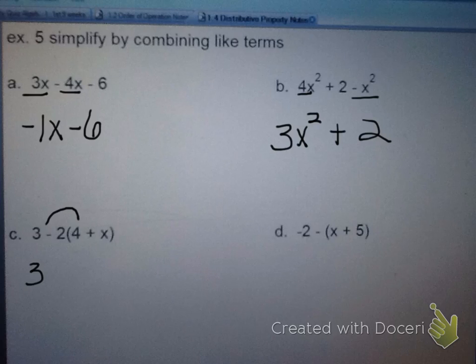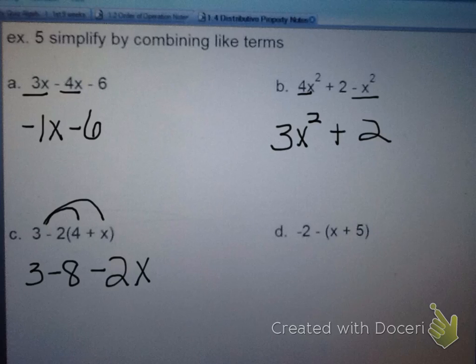This is where a lot of people mess up. They ignore that minus sign. It goes with the 2. So you have to really make sure that you focus your eyes and make sure that it's a negative 2, not just a positive 2. So negative 2 times 4 is a negative 8x, or excuse me, negative 8. And then negative 2 times positive x is a negative 2x.